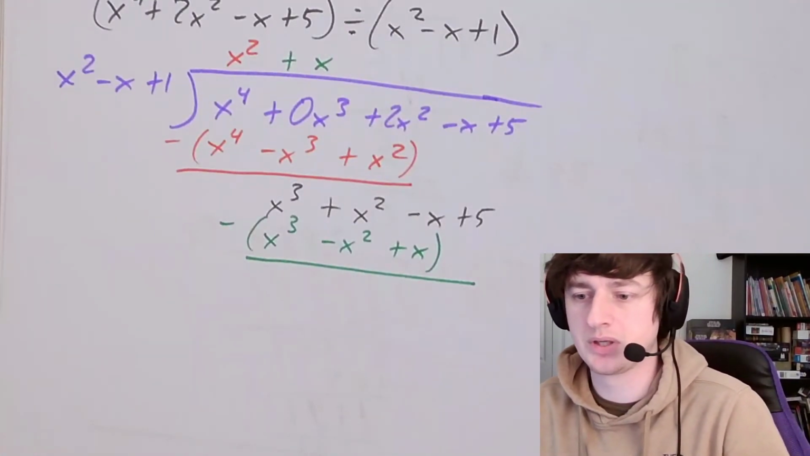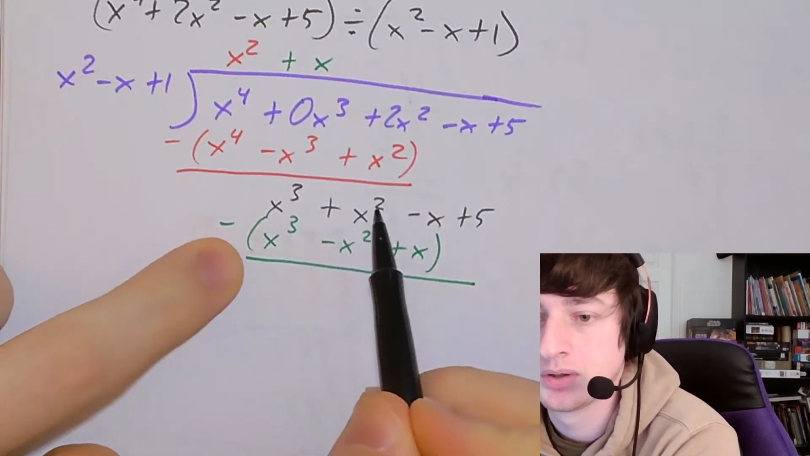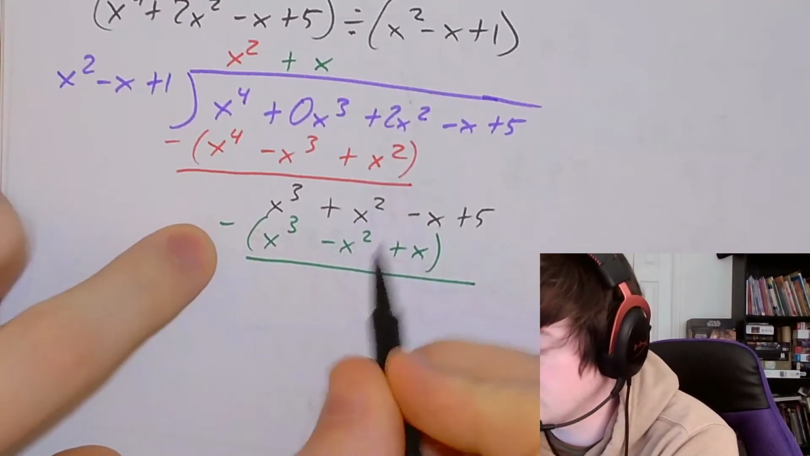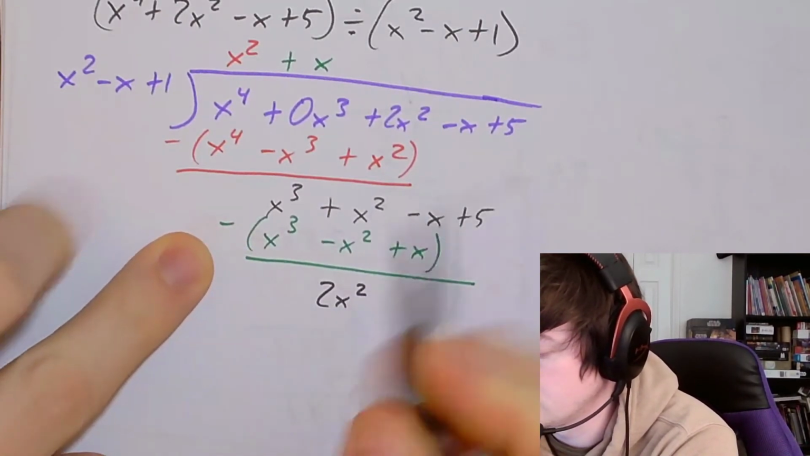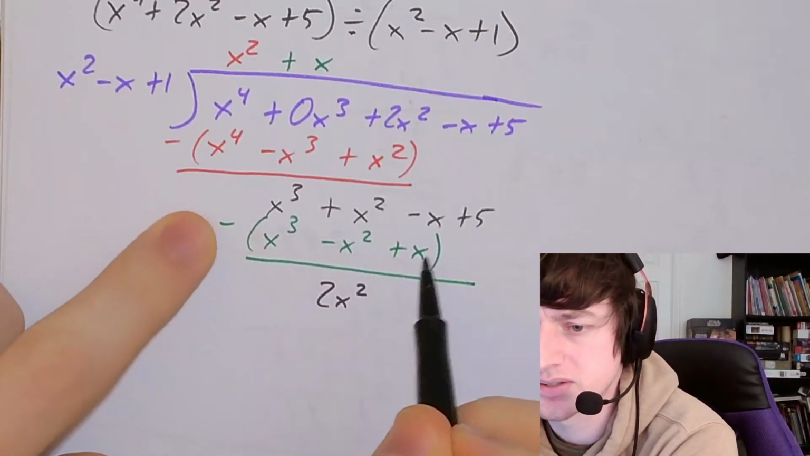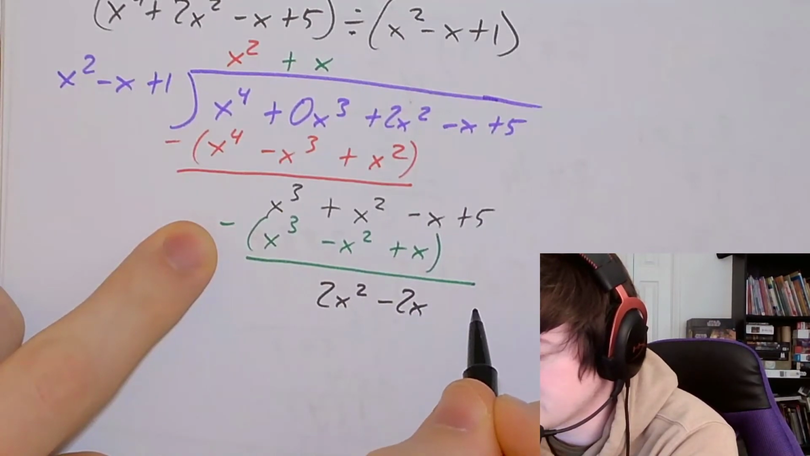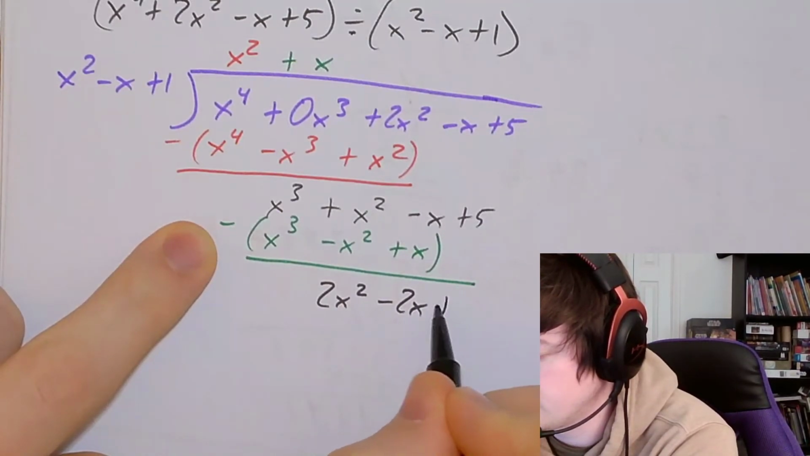And when we subtract, we get 0, x cubed minus x cubed. We get an x squared plus an x squared, so that makes a 2x squared. We get minus an x minus another x, so minus 2x, and then plus 5.